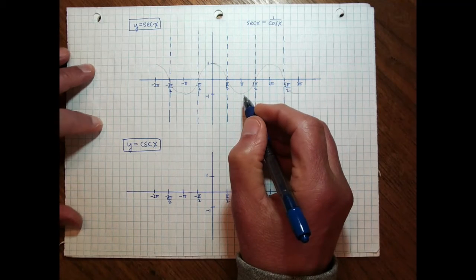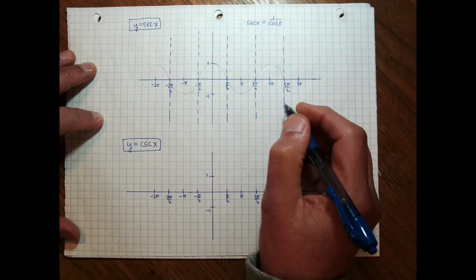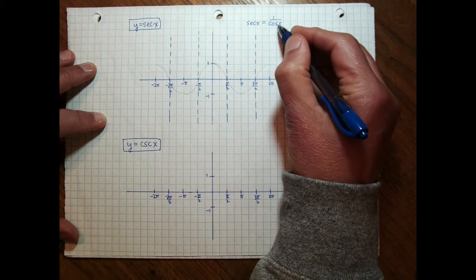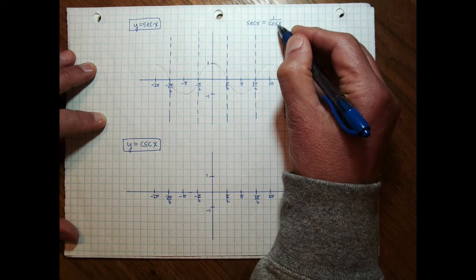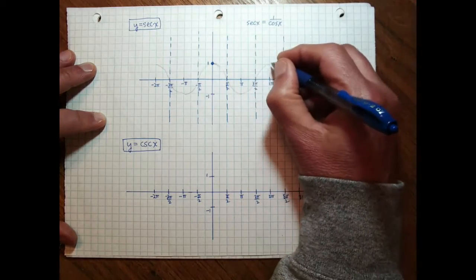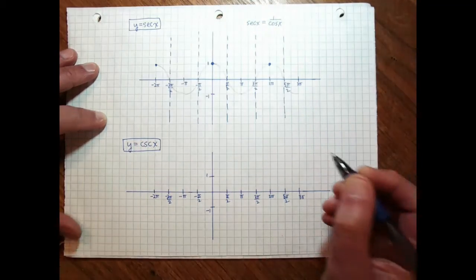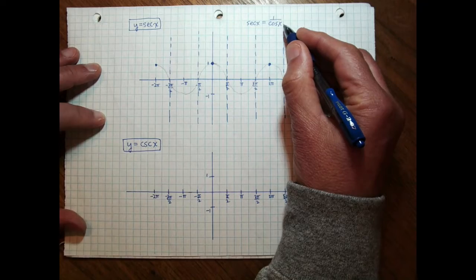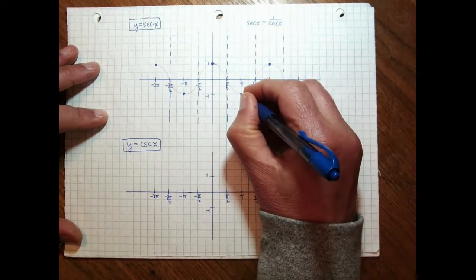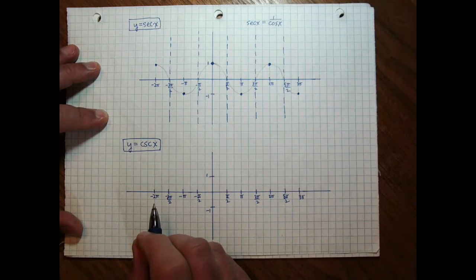Now, there are some points where the graphs of secant and cosine coincide. Wherever cosine is equal to 1, 1 over 1 will still be 1. So when cosine is 1, secant is 1. And wherever cosine is -1, secant is also -1, because 1 over -1 is -1. So these points at the bottom of the wave are also on the graph of secant.